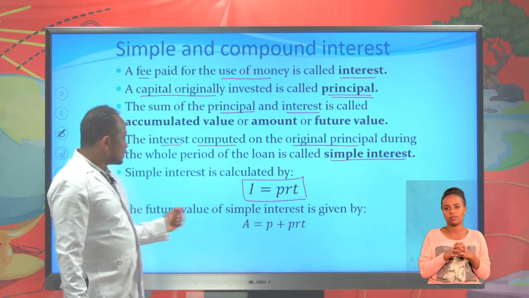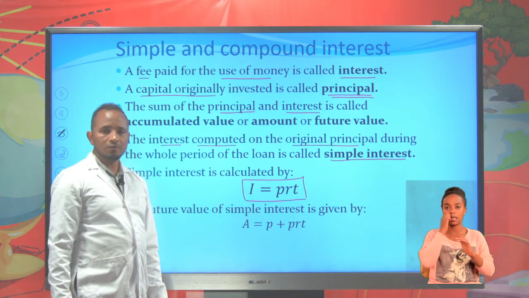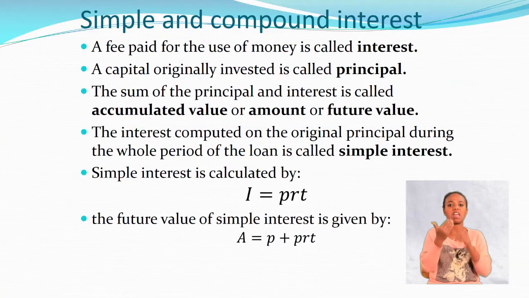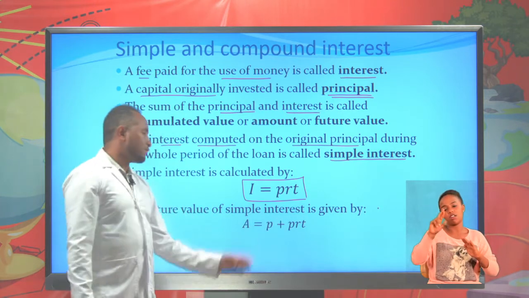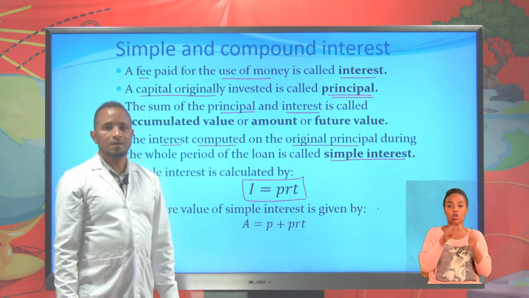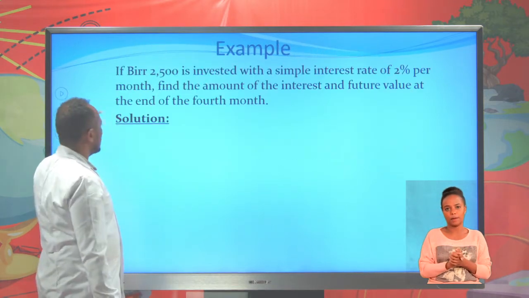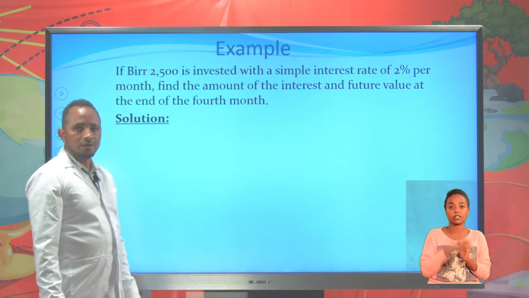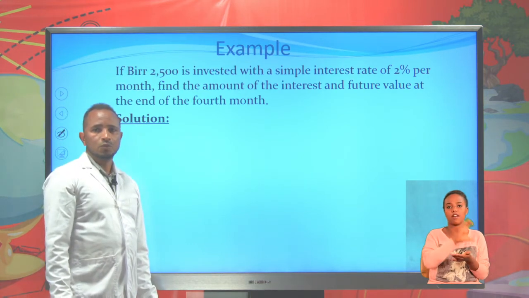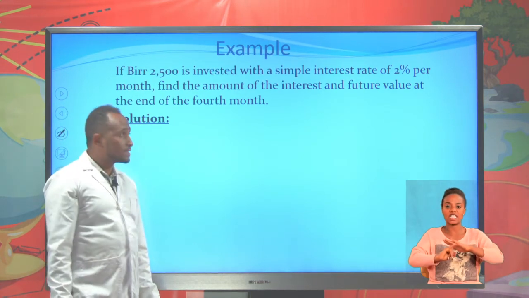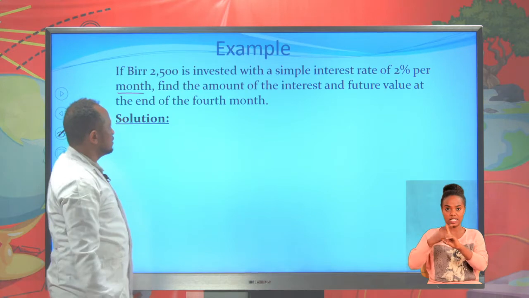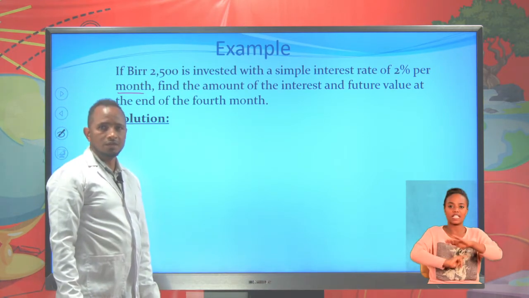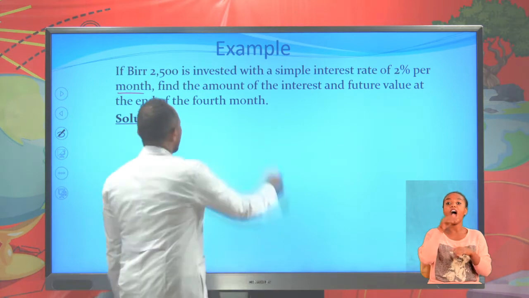Okay, and to find the future value of simple interest, that means the amount, the amount will be equal to the money you originally put, which is P, plus the interest, which is PRT. Therefore, the amount will be P plus PRT. Now, let's see an example for this. If 2,500 birr is invested with a simple interest rate of 2% per month, find the amount of the interest and the future value at the end of the 4 months.